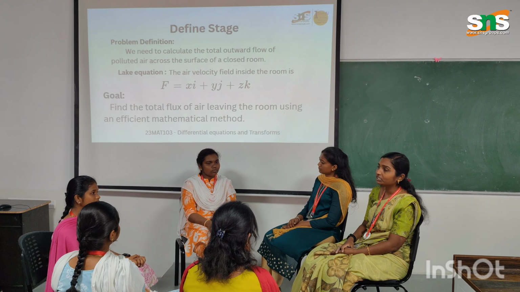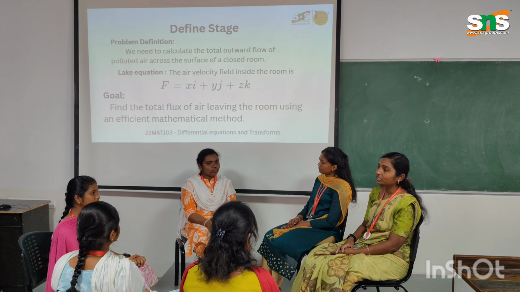On the LHS, we have the integral of F vector dot n cap dS, and on the RHS, we have del dot F vector into dV. So we have to find both sides. What do we mean here? The total outward flux through a closed surface is nothing but the total divergence inside the volume of that surface. This is what we infer as a result from the Gauss Divergence Theorem.